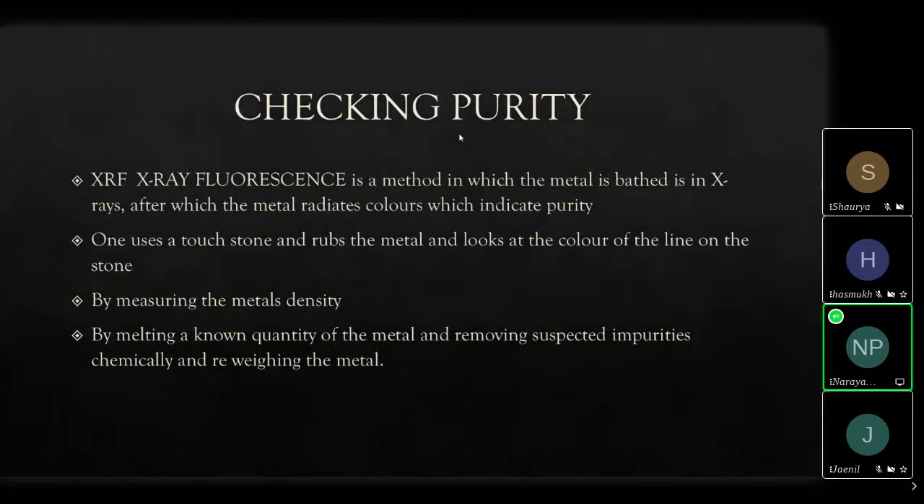The other method is by measuring the metal's density. So we melt a known quantity of metal and remove suspected impurities chemically, and then once we reweigh the metal, we will know how pure the metal is.